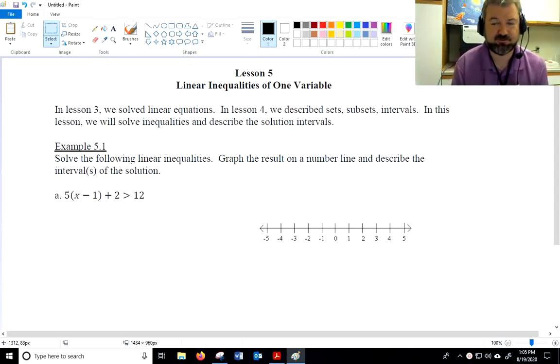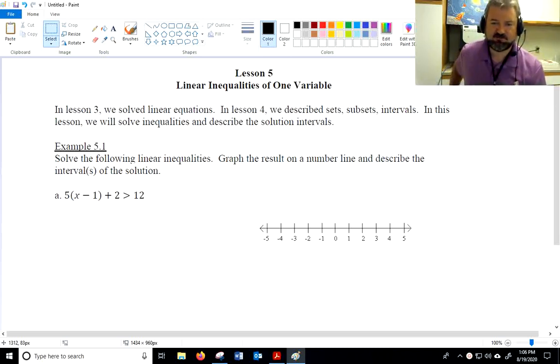We are in our first unit, which we basically are calling the fundamentals of algebra. In our last lesson, we were looking at sets and subsets and intervals. And before that, we looked at solving linear equations. So now we're ready to solve linear inequalities whose solutions are intervals. So we'll be able to use our sets and our intervals to describe these solutions. So let's just dive right in, okay?